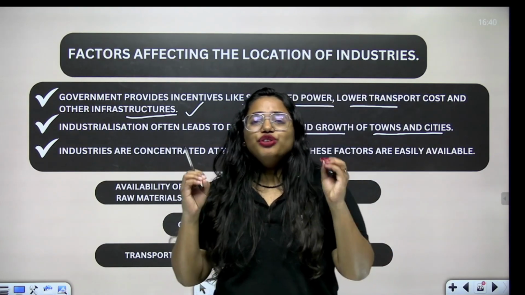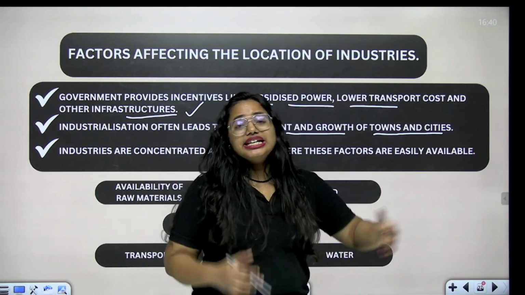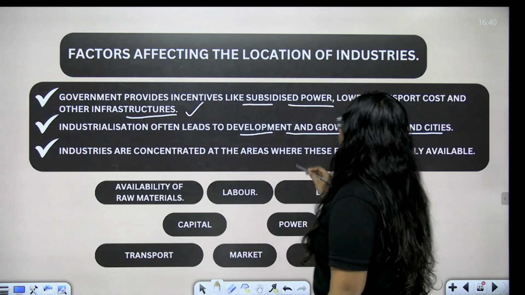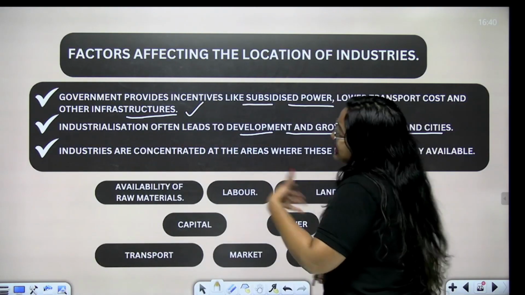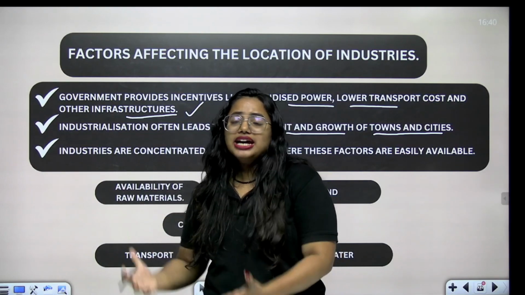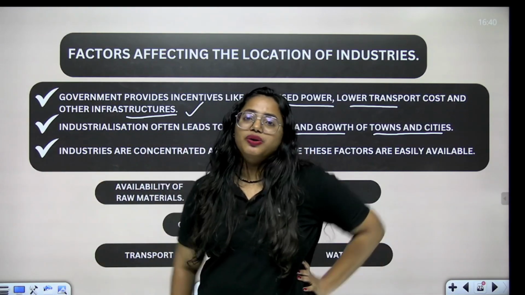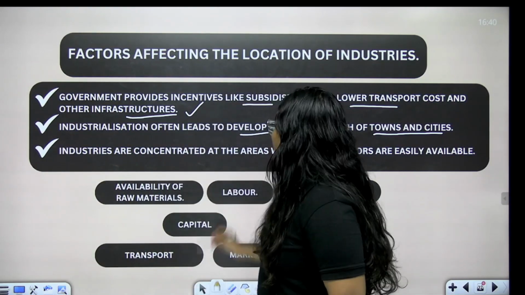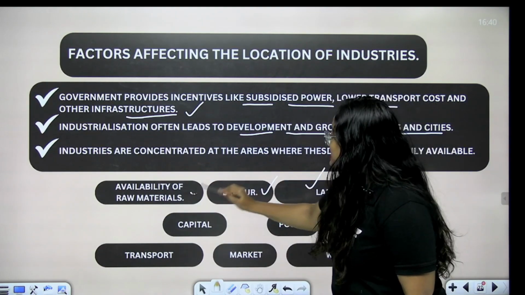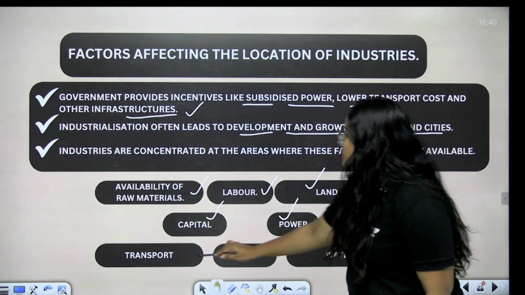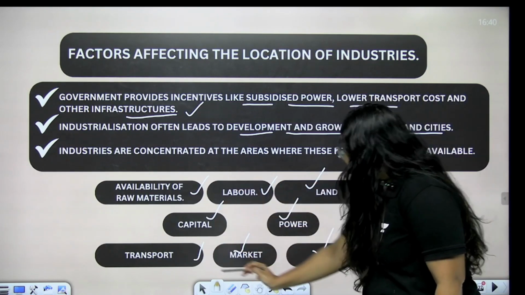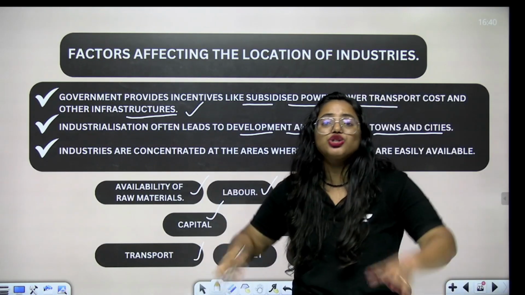Not only that, for the growth of towns and cities, industrialization also helps. How? Industries are concentrated in the areas where the factors are easily available. So there are various factors which make industries concentrate in a particular area. But what are these? Availability of raw materials, labor, land, capital, power, transport, market and water.